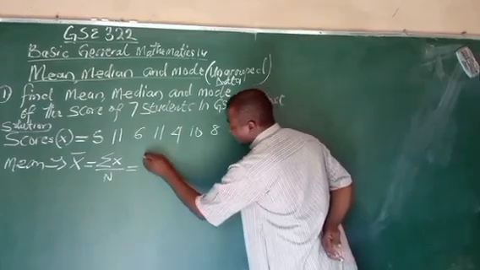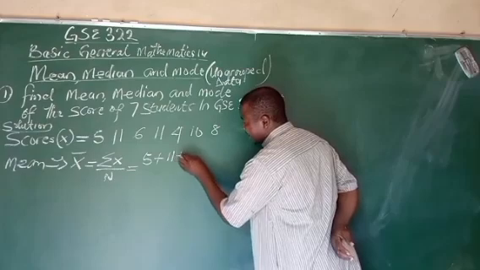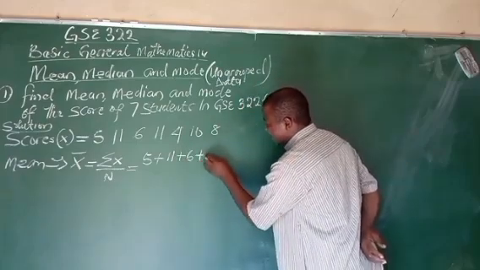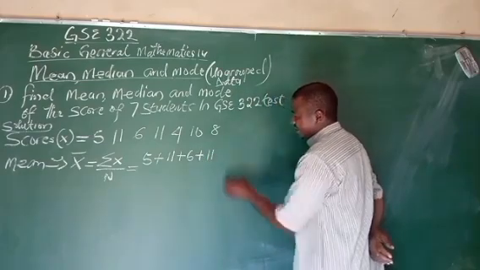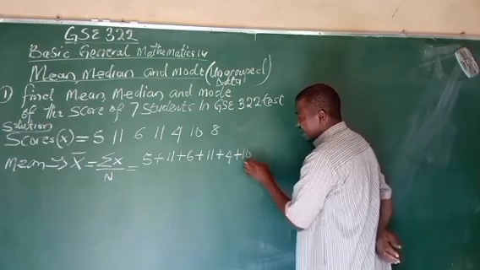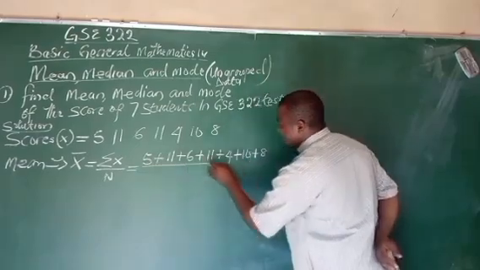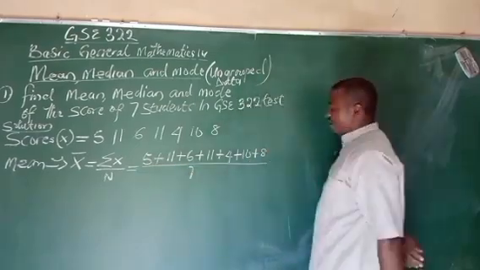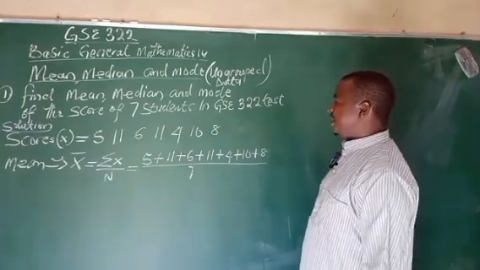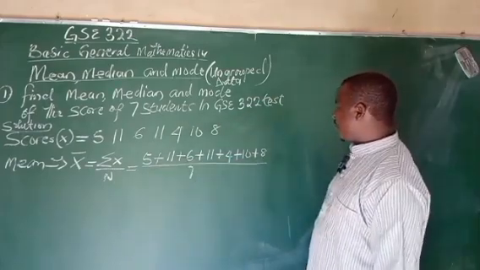It is equal to 5 plus 11 plus 6 plus another 11 plus 4 plus 10 plus 8, divided by the number of items. What is the number of items? The number of items is 7.